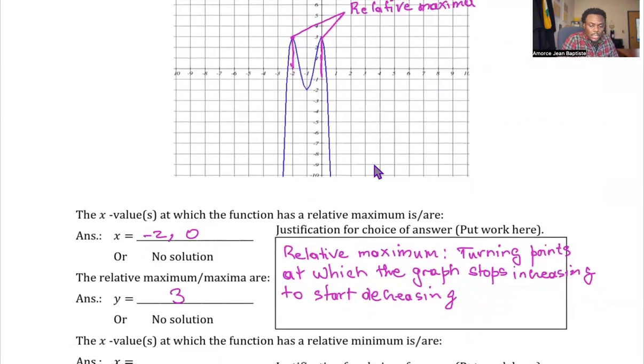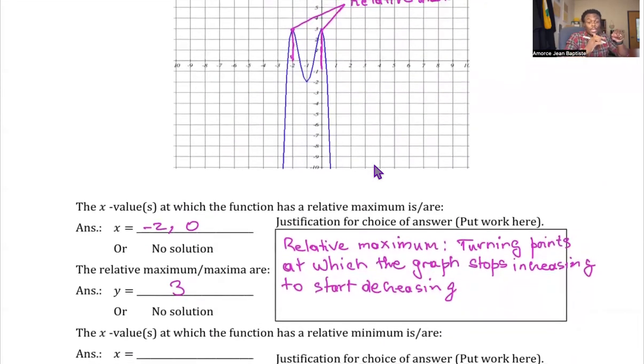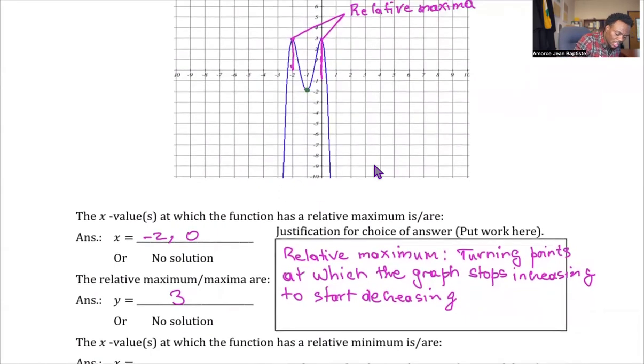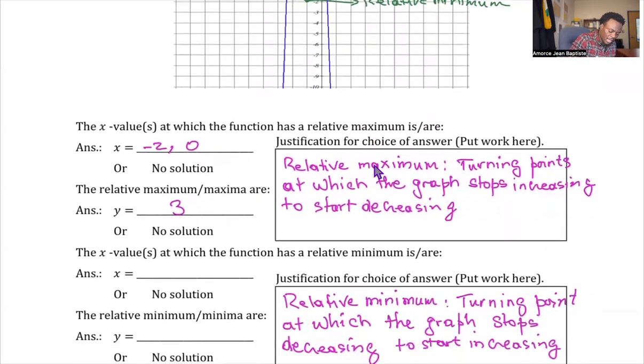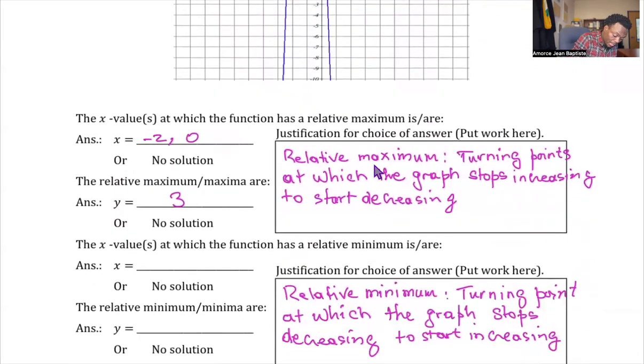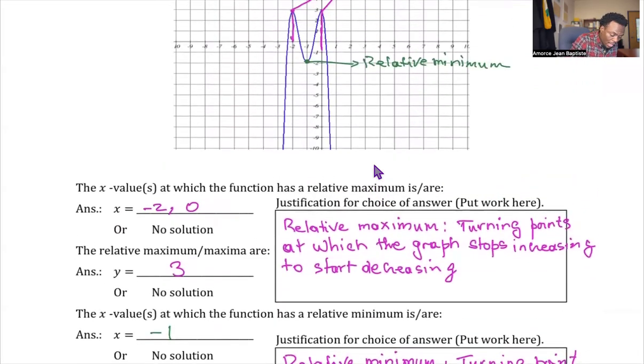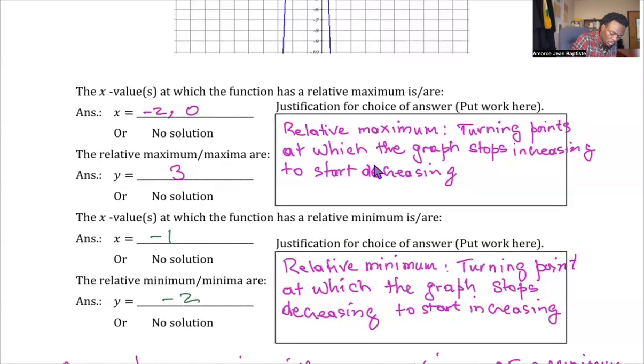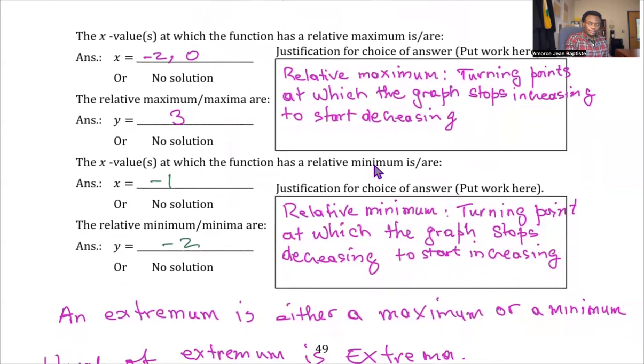Okay. And then now let's talk about the minimum. The minimum would be the only turning point from going from decreasing to increasing, that one here. So that's the only relative minimum we have. What's the X value for it? The X value is -1, and the Y value is -2. Okay.